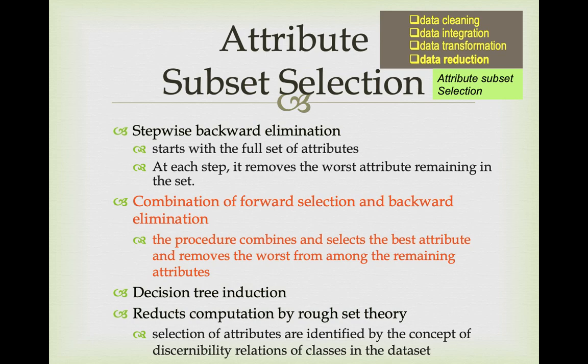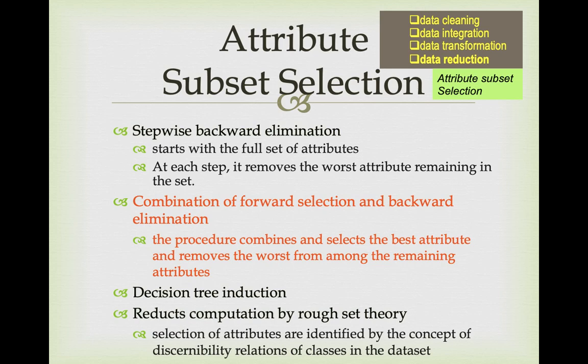Stepwise backward elimination in attribute subset selection starts with the full set of attributes. At each step, it removes the worst attribute remaining in the set. Note that the combination of forward selection and backward elimination procedure selects the best attribute and removes the worst from among the remaining attributes.